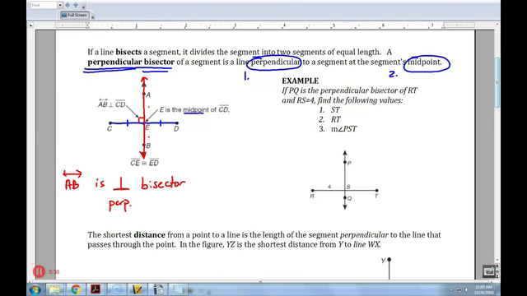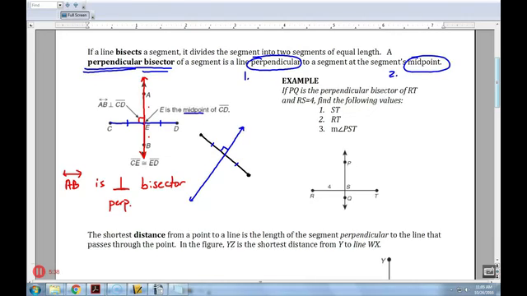Okay, so that's a perpendicular bisector, and sometimes it could be on an angle. You could have a segment here, and if I want to draw a perpendicular bisector, I have to go right through the middle, and I have to do it at 90 degrees. So the blue line there is a perpendicular bisector.